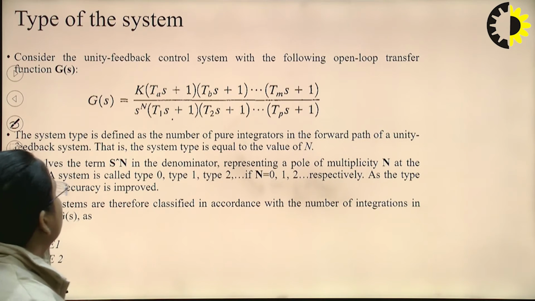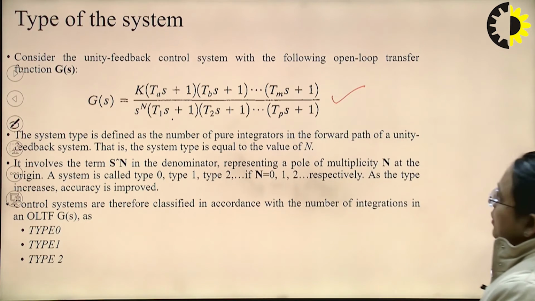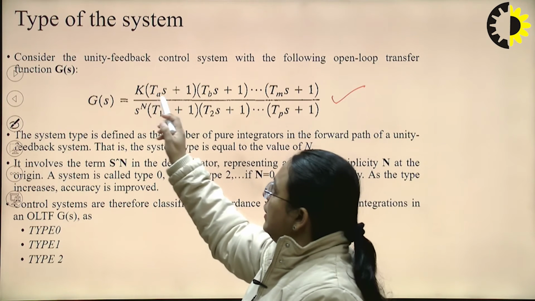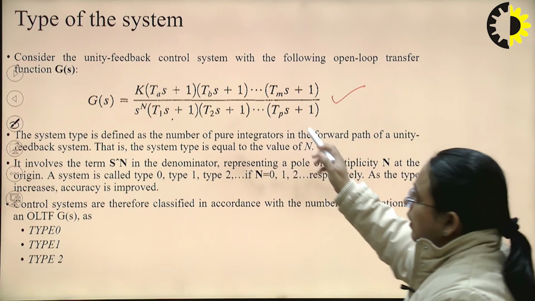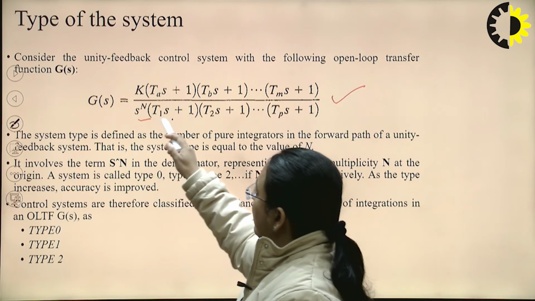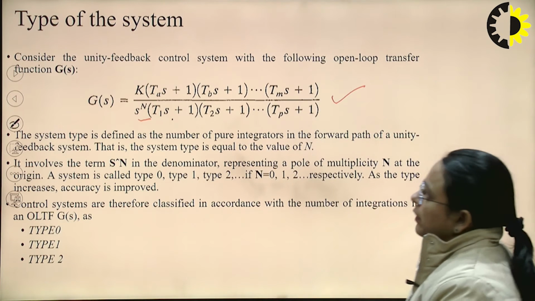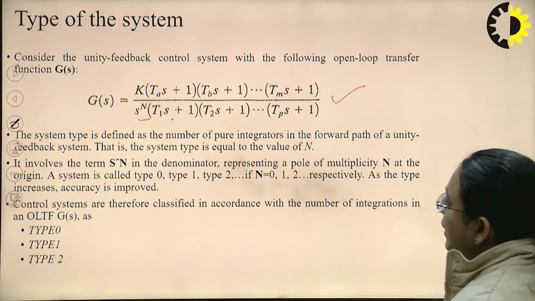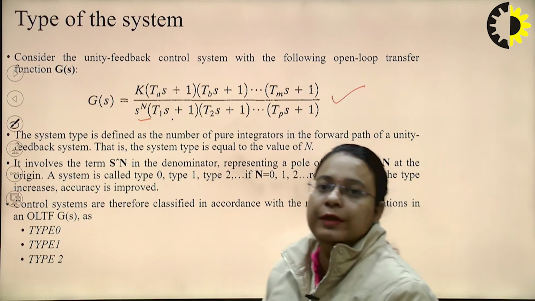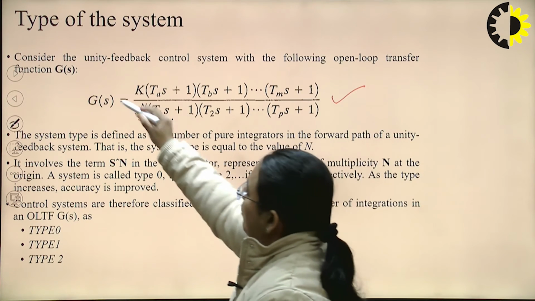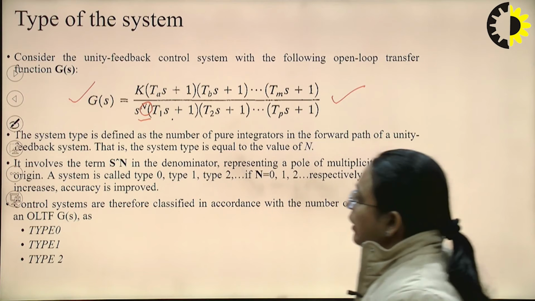type of the control system. Consider this unity feedback control system which has the open loop transfer function k into (TAS plus 1)(TBS plus 1) up to (TMS plus 1) upon s raised to the power n into (T1s plus 1)(T2s plus 1) and so on till (TPS plus 1). The type of the system can be defined as the number of pure integrators in the forward path of a unity feedback system. The type of the system is defined by this value of n.